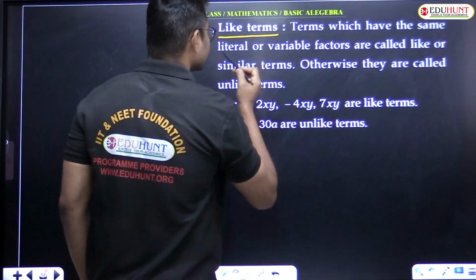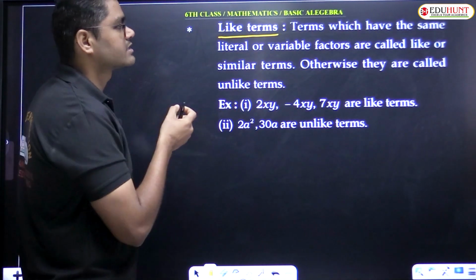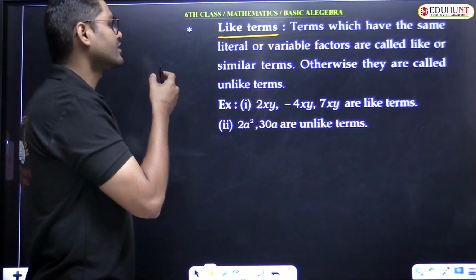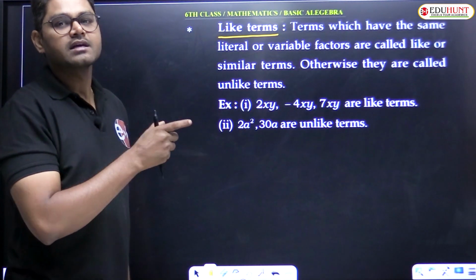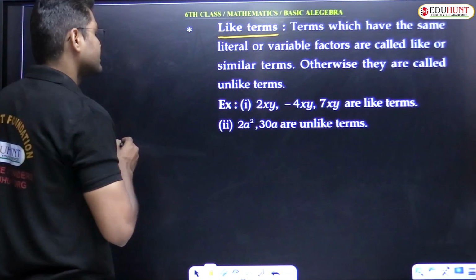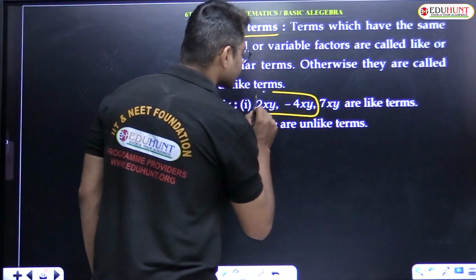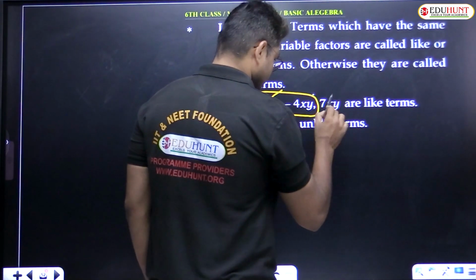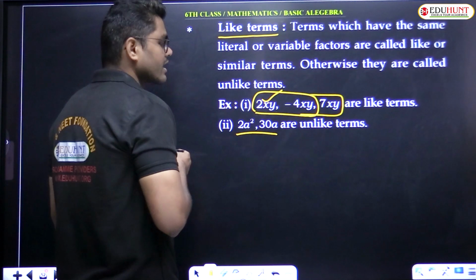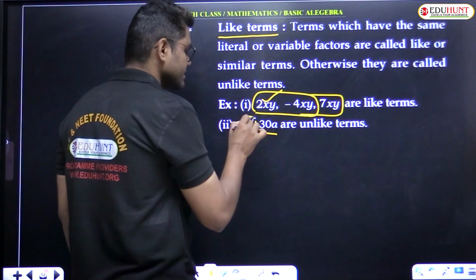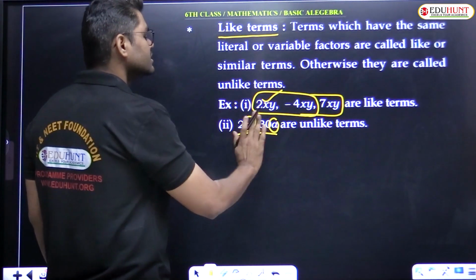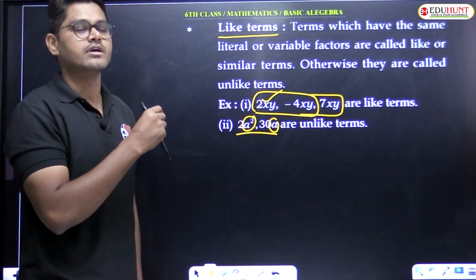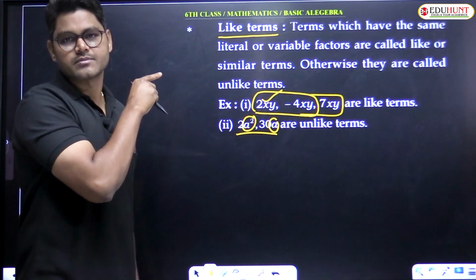Like terms and unlike terms. Terms which have the same literal or variable factors are called like terms or similar terms. Otherwise, they are called unlike terms. For example, 4xy and minus 4xy. These two are like terms. This is also a like term. These two are unlike terms because here it is a square, here it is a. So, these are unlike terms. You have to understand like terms and unlike terms very carefully. While solving the questions, we use this concept very clearly.